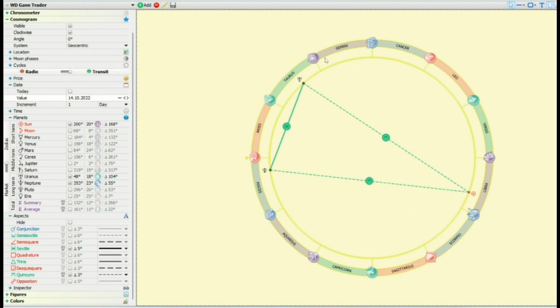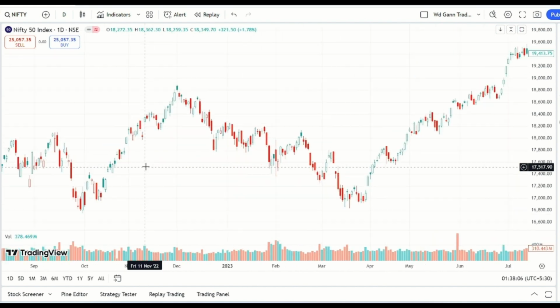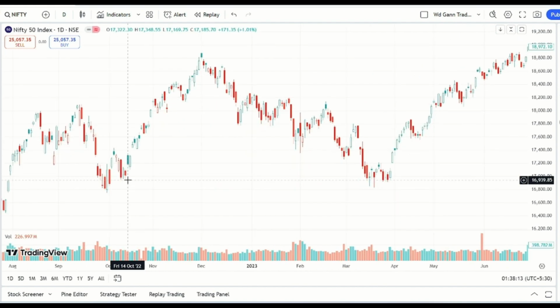Sun is quincunx with Uranus and Neptune, and Uranus and Neptune are sextile to each other. Let's mark this date on the Nifty chart. So the date is 14th October 2022. Let's mark it. Here you can see the date 14th October 2022.